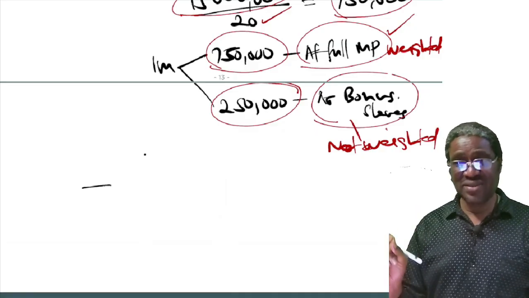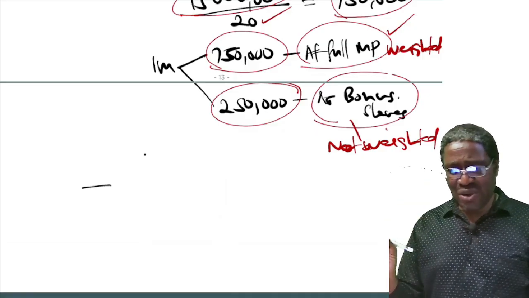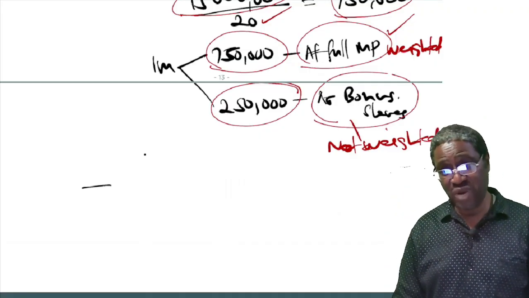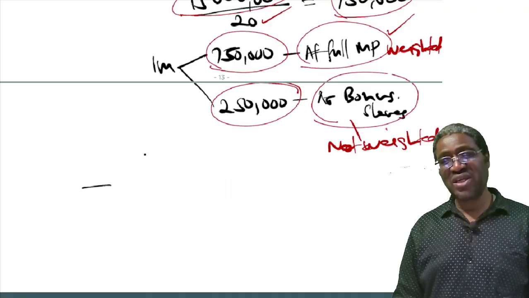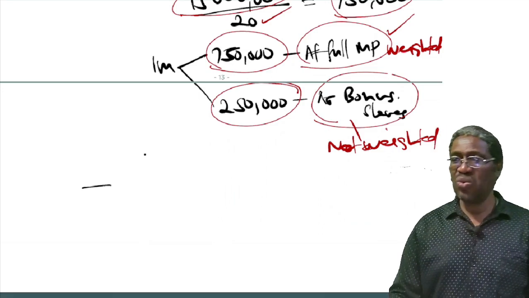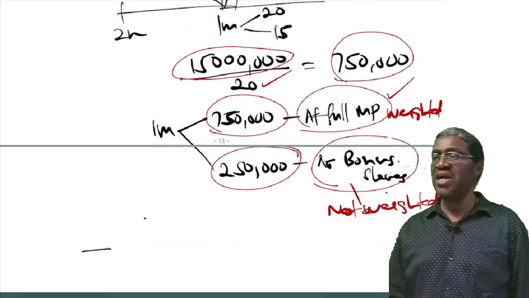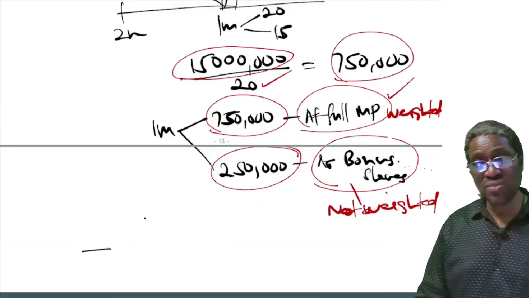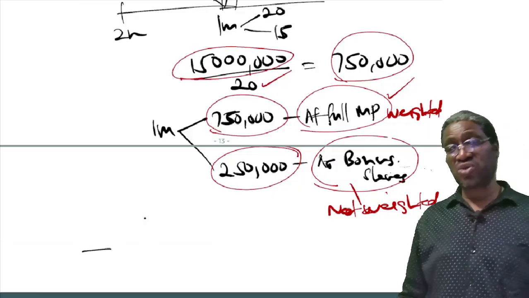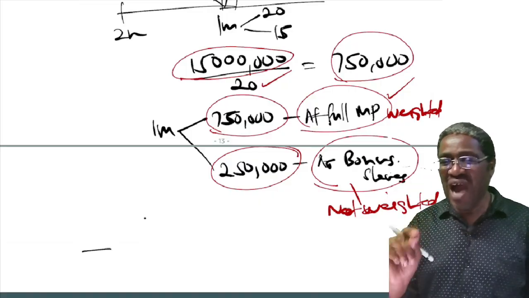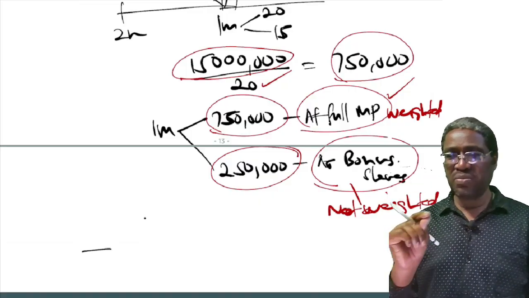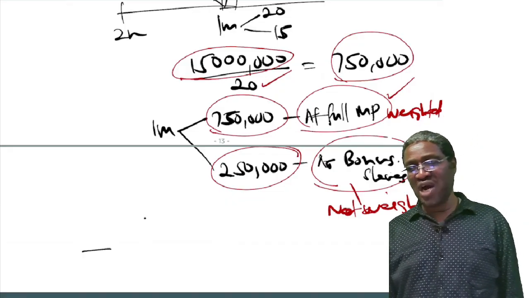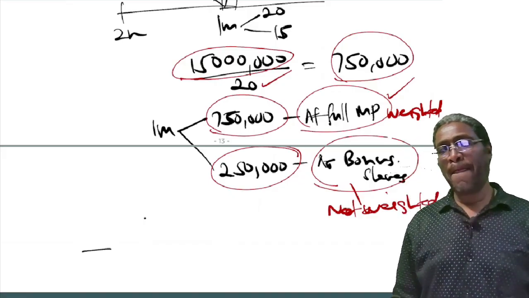Then you can say this: to get the number of shares deemed to be issued at full market price, we divide the amount received from the stock option by the average market price per share during the year.